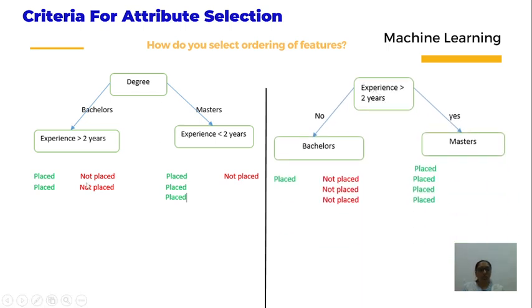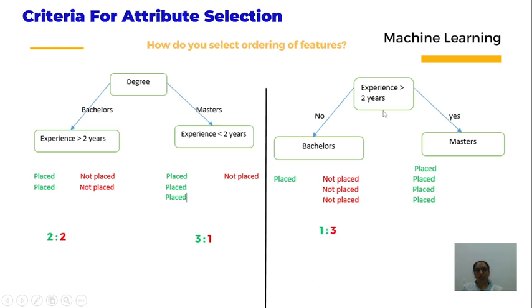Here, on the left hand side, we have selected degree as the root node, and based on that the decision tree is constructed. On the right hand side we have considered experience as the root node, and based on that the decision tree is constructed. If the person has a bachelor degree and experience is greater than 2 years, we will get 2 place values and 2 non-place values. And if the person has a master degree and experience less than 2 years, we will get 3 yes values and 1 no value.